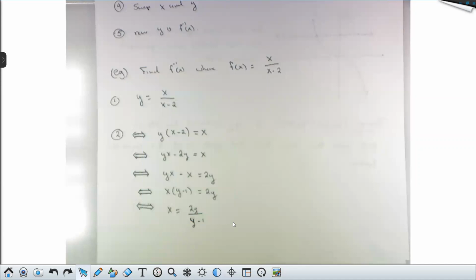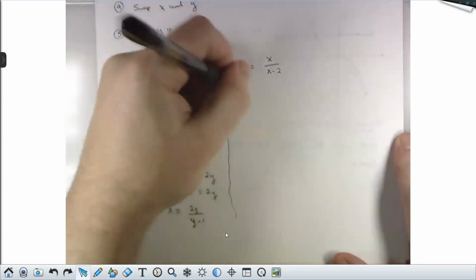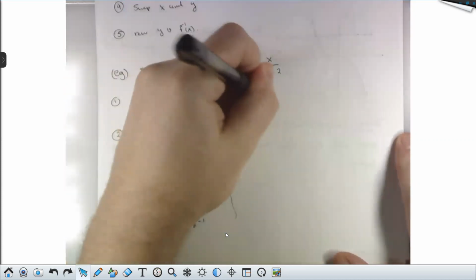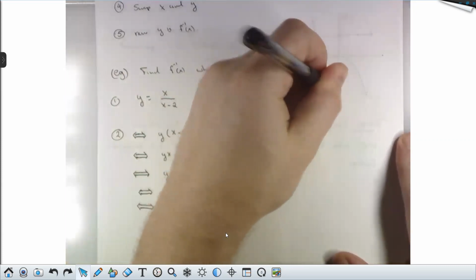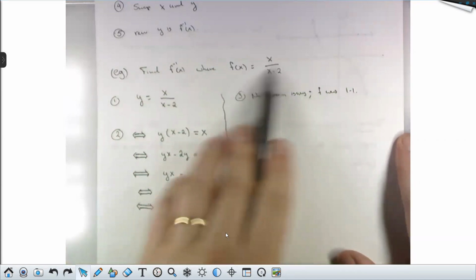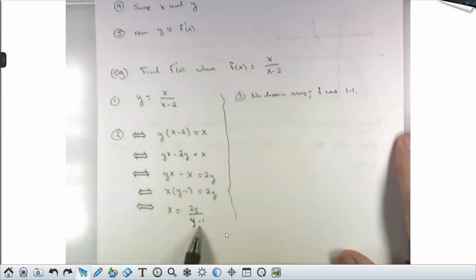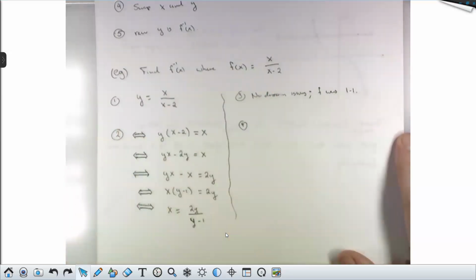This is how it's done. So that's step 2 done. We've solved for x. Step 3. There are no domain issues here. F was 1-to-1. Now you might notice that the domain of the original is all numbers except 2. The domain of the inverse is going to be all numbers except 1. That's fine. But there was no domain restriction. The original function was 1-to-1.